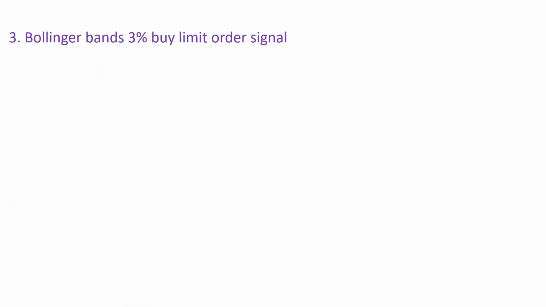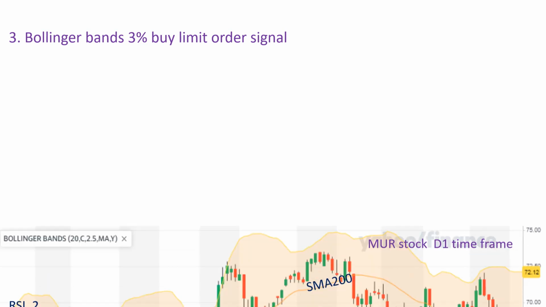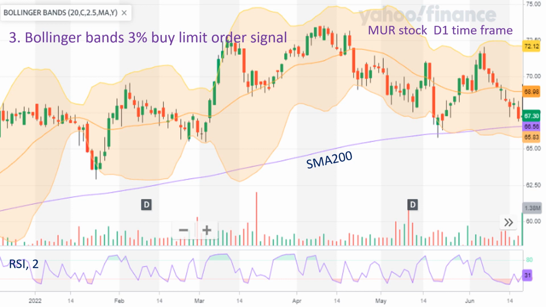The third strategy is Bollinger Band 3% buy limit order signal. This is the price trend. In your stock D1 time frame, Yahoo Finance, I installed Bollinger Band with 2.5 standard deviation to accommodate more pullback. And also I installed SMA 200 to check the direction of the trend. And also RSI with 2 days period.